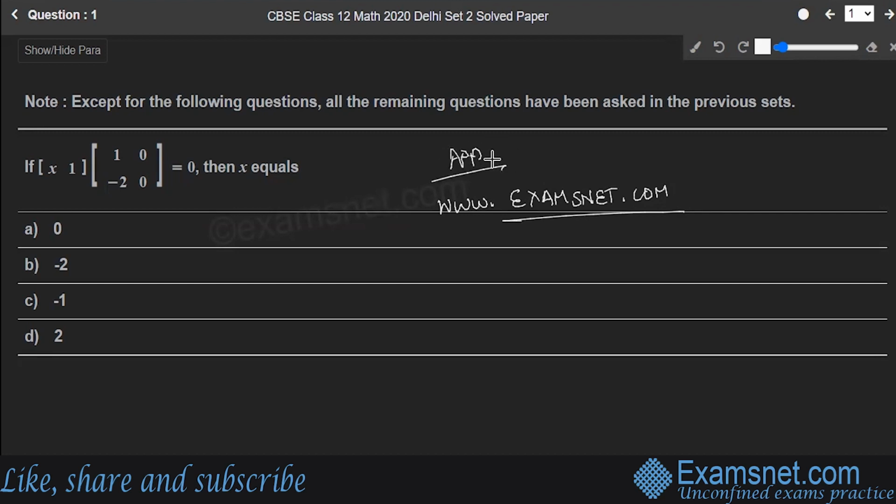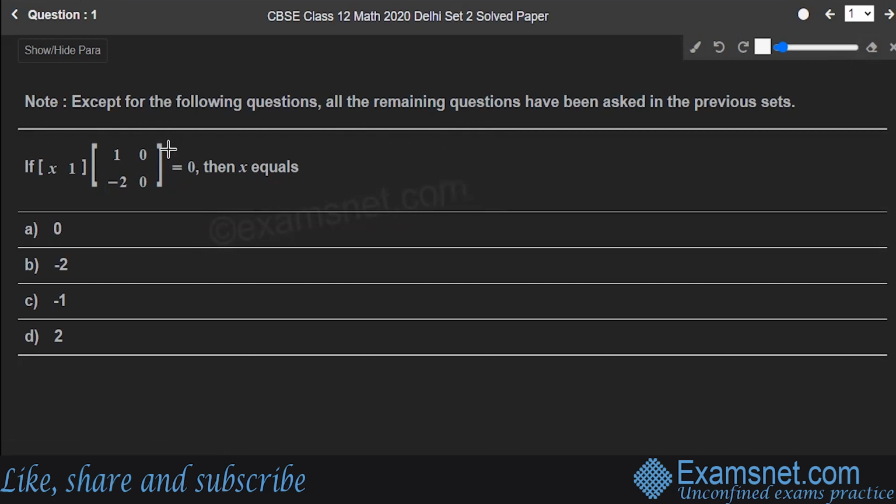I'll be solving the set 2 of the Delhi 2022 paper class 12. The set 1 has already been explained in some other video. So except for the following questions, all the remaining questions have been asked in the previous sets. You can refer to our previous videos as well. So this is a matrix question. Let's go with this. Best of luck.